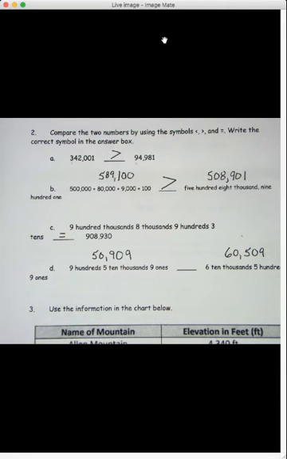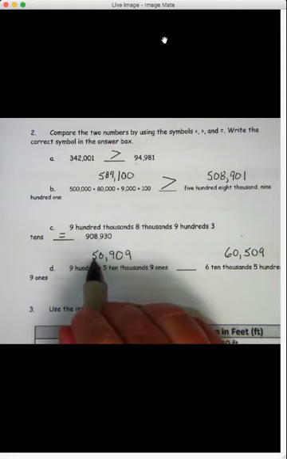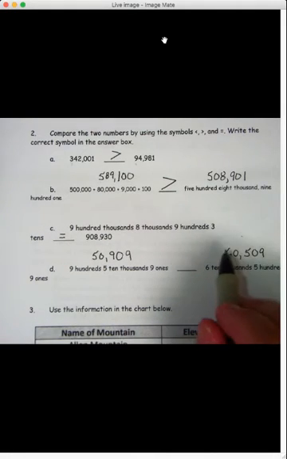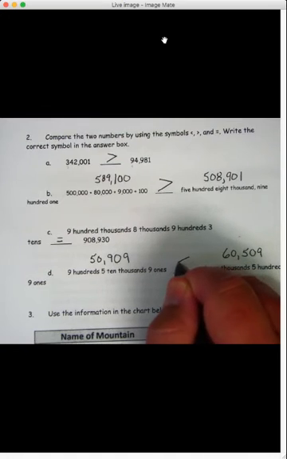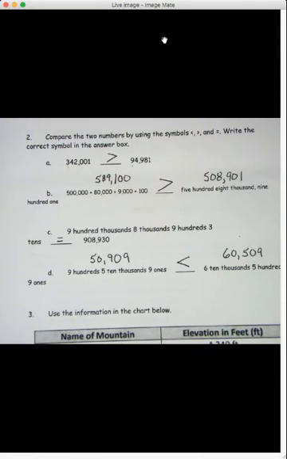Because now I can easily see in the midst of all this mixed up stuff, this has a 5 in the 10,000s place, and this has a 6. So I know this number is bigger because it's worth 60,000. This one's only worth 50,000. So my mouth is going to eat the larger number.